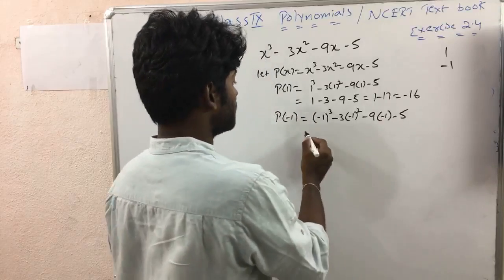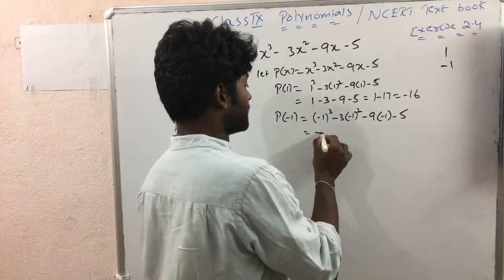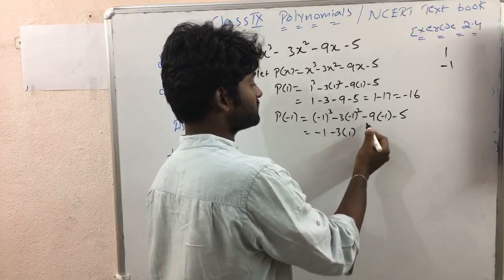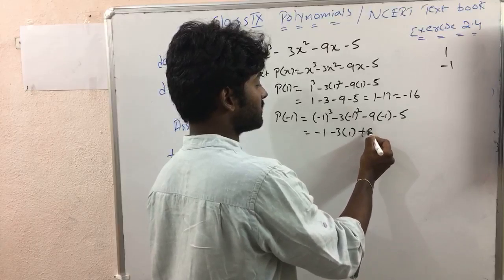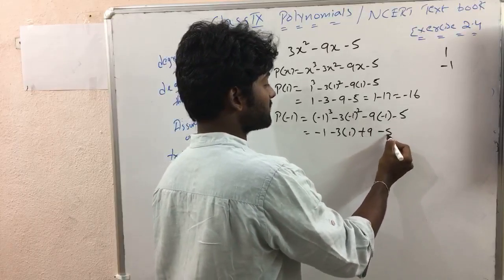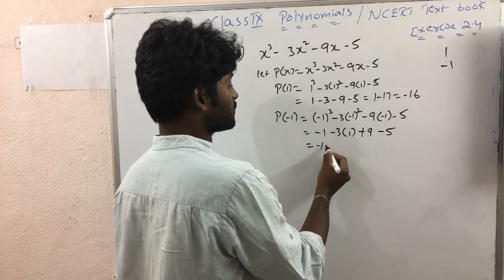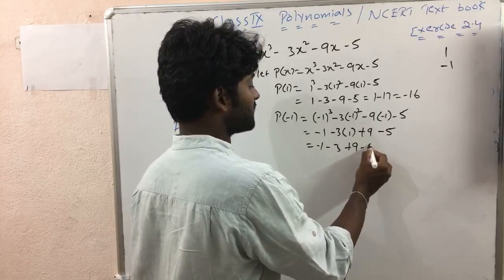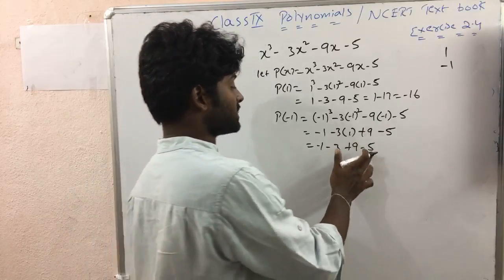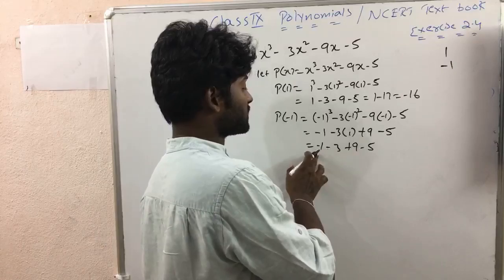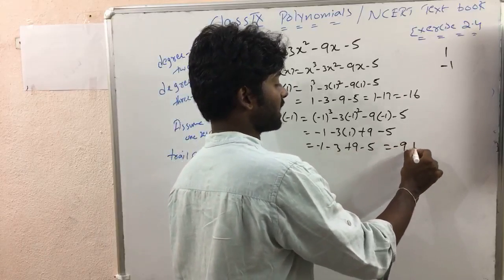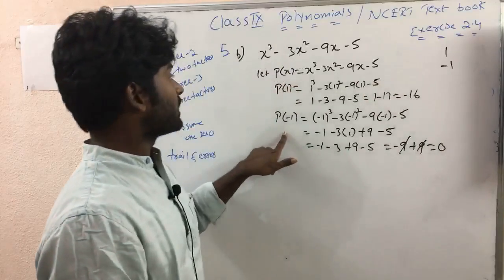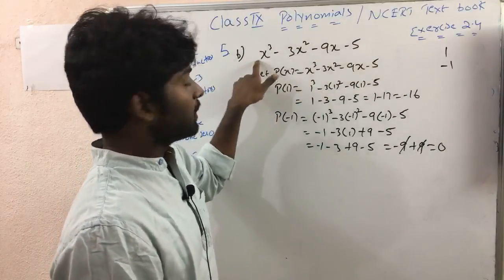Now minus 1 whole cube is minus 1, minus 1 whole square is plus 1. So minus 3 into plus 1, minus into minus is plus, 9 ones are 9, minus 5. So minus 1, minus 3, plus 9, minus 5. Now add all the negative terms: minus 5 plus minus 3 is minus 8, minus 1, minus 9. So minus 9 plus 9 results in 0. That means minus 1 is the 0 of the given polynomial.